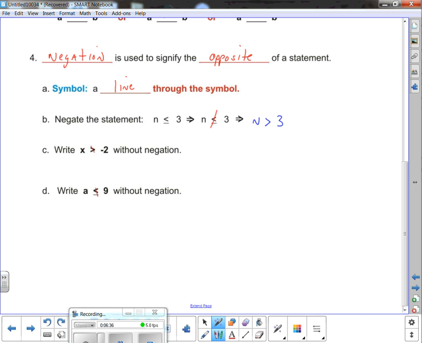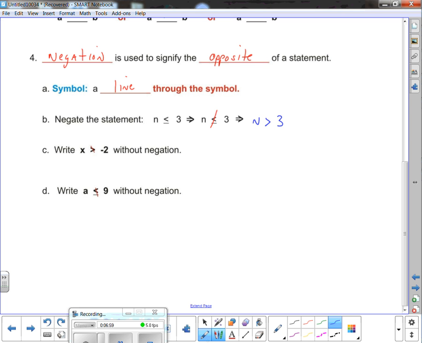All right, so let's do a few of them right here. Look at C there: write x is not greater than -2 without negation. Notice I had the line go in the opposite direction. It really does not matter. I think standard is probably from the right to the left, but it really does not matter.